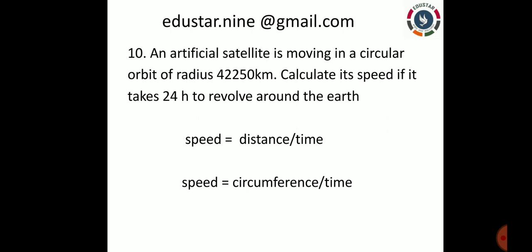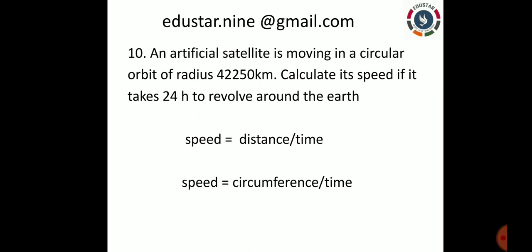See, look at this problem. An artificial satellite is moving in a circular orbit of radius 42,250 kilometer. Calculate its speed if it takes 24 hours to revolve around the Earth. Now the question is, there is one satellite which is moving in a circular path. Okay, so distance is given in kilometer, and they are asking to calculate the speed. So you have to find out speed, and the time is also given as 24 hours.